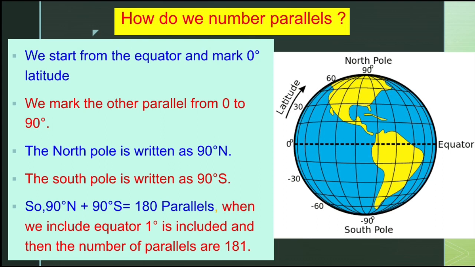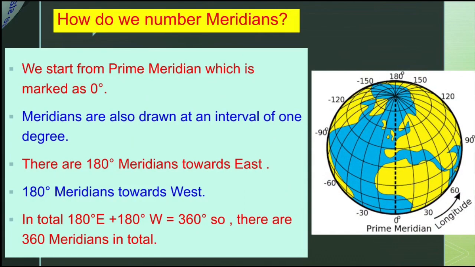I repeat once again, the interval of the equator is measured as 1 degree, which, when added to this parallel, becomes 181. So 180 parallels plus 1 degree, including the interval of the equator, becomes 181 parallels. So you can say that there are a total of 180 parallels when we are excluding the equator, and when we include the equator it is 181. Now next comes, how do we number meridians?